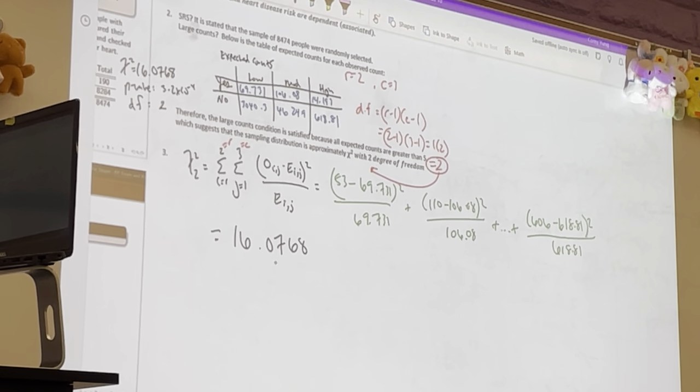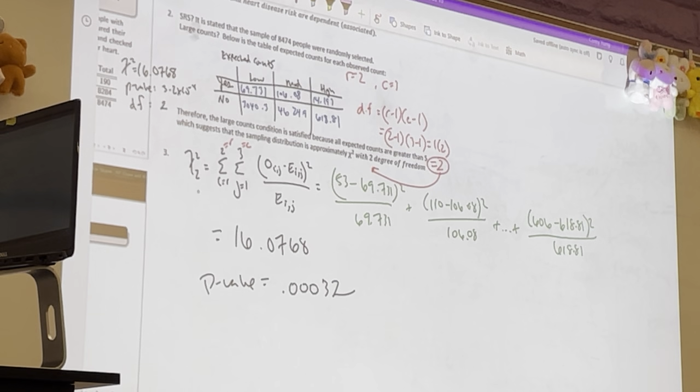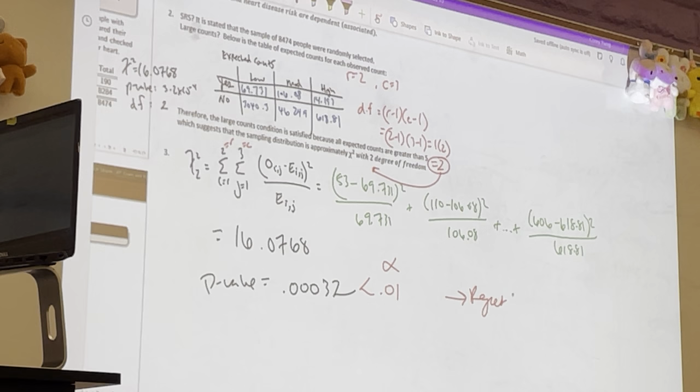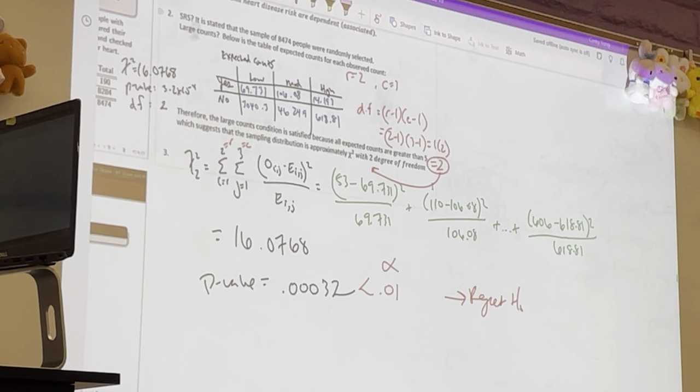That came from the calculator with a p-value of 0.00032. Okay. All right, and then once you have the p-value, as you guys can tell, you're going to say that because it's less than the 1% significance level, we're going to reject the null. Okay, so formalizing that, that's where we're getting right now.